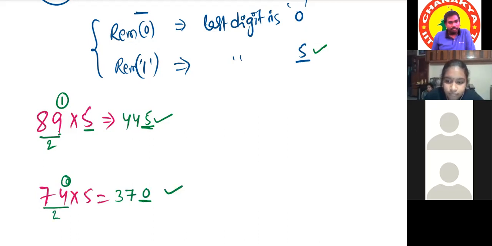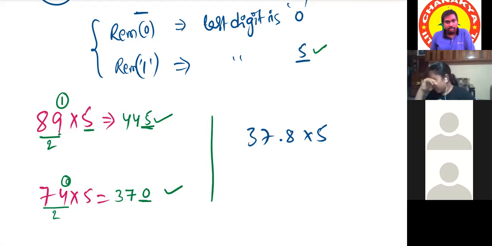Easy? Yes, sir. Sir, how will we find it for a decimal number? So for a decimal number, suppose he has given a number like 37.8 into 5. We'll do all the procedure without ignoring this decimal, and lastly, at the end, we'll put one decimal point. So I'm considering this number as 378 only. 378 into 5 we are going to do.